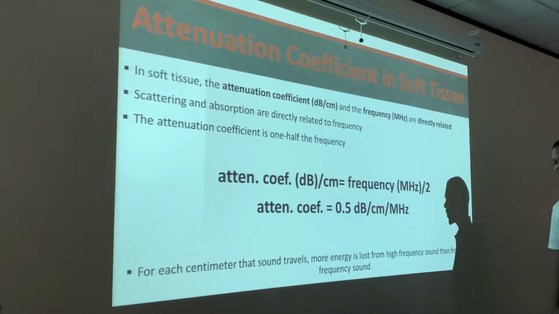I have energy. Okay. So for each centimeter that sound travels, more energy is lost from high frequency than from low frequency sound. I probably said that already, guys, like 4 or 5 times a day.